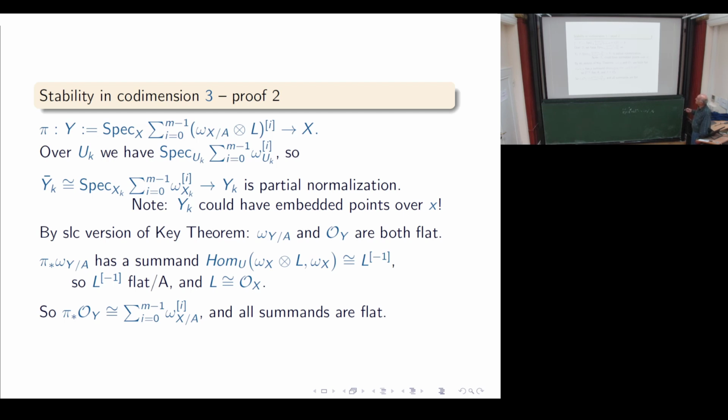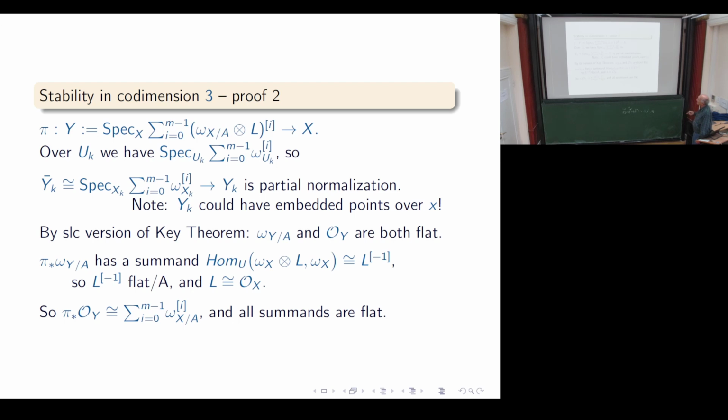So this is where I will apply my previous theorem. The only thing that can happen here is that at the closed point X, this map is an isomorphism over UK. But this YK might have embedded points or might have some non-normality there. So I don't know what happens at X, but outside X over the phi. And now I had this semi-log-canonical version of the theorem, which says that omega Y over A and OY are both flat.